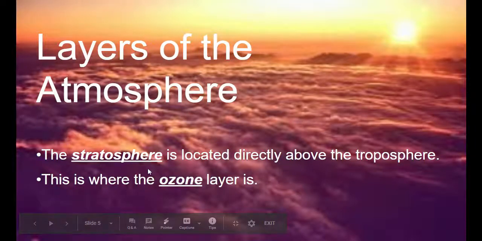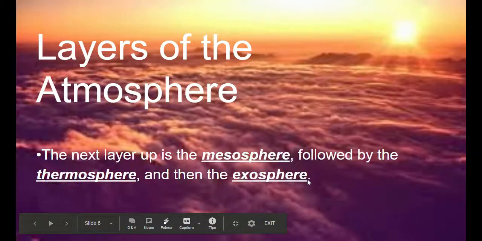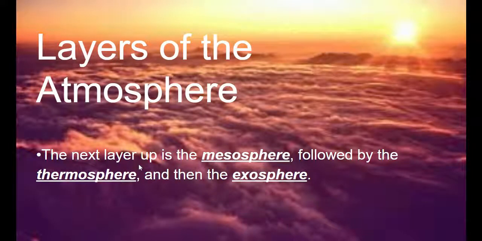The stratosphere is located directly above the troposphere, and this is where the ozone layer is. The ozone layer is a really thin layer of the atmosphere, and it's located on the very top part of the stratosphere. The next layer is the mesosphere, followed by the thermosphere, and then the exosphere. So again, going from the Earth's surface outwards, that's the order that they go in.